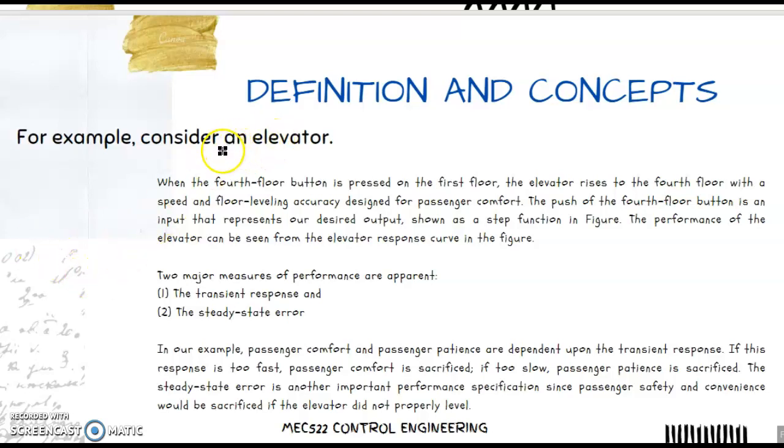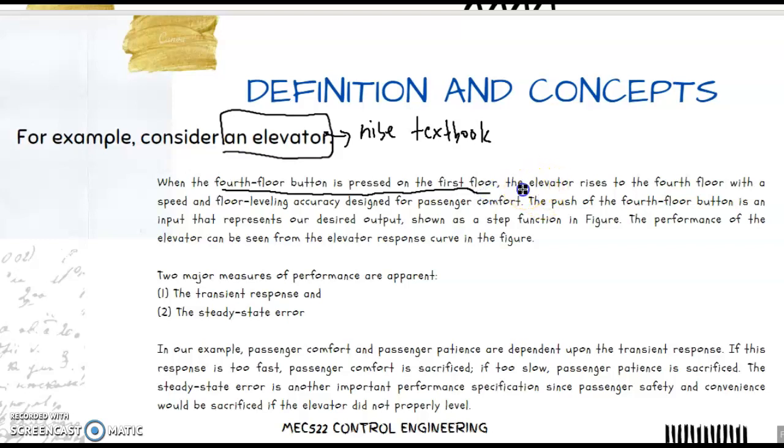Okay, for example this one. Ya, dia bagi contoh elevator. So, boleh refer NISE textbook. Okay, for example this one. Dia cakap apa? When the 4 button is pressed on the first floor, the elevator rises to the 4th floor with a speed and floor leveling accuracy designed for passenger comfort. Okay, saya rasa semua orang dah pernah naik lift, guna lift, sama ada lift tu 1 sampai 4 ke ataupun 1 sampai 100 ke kan. So boleh rasa macam mana kan.